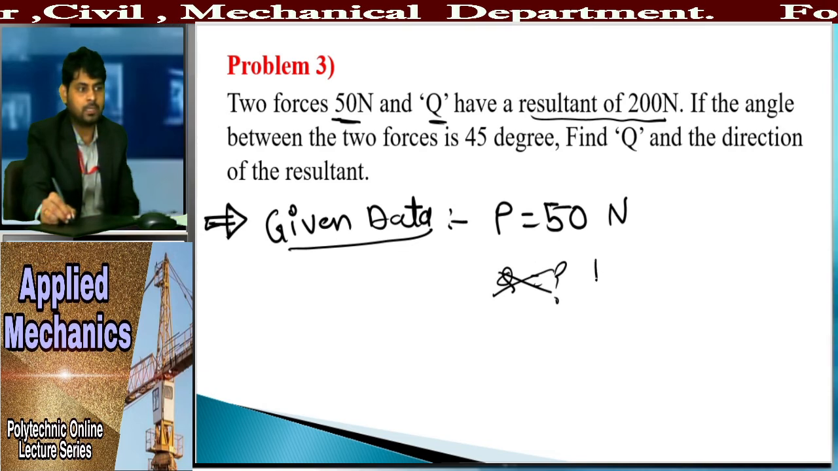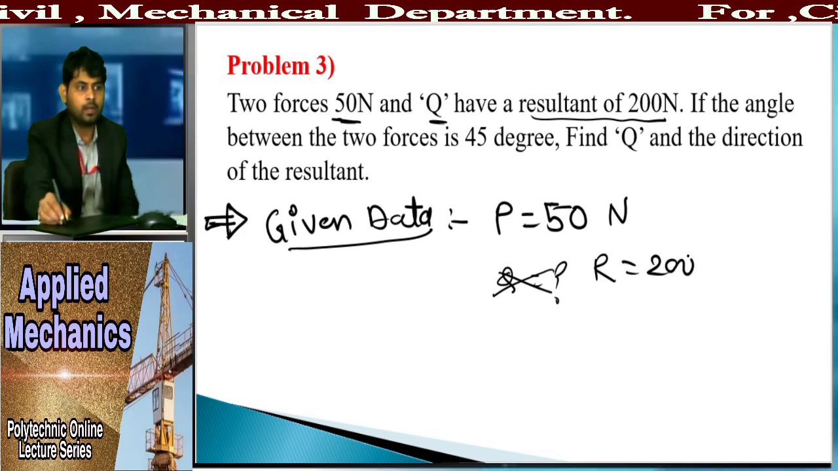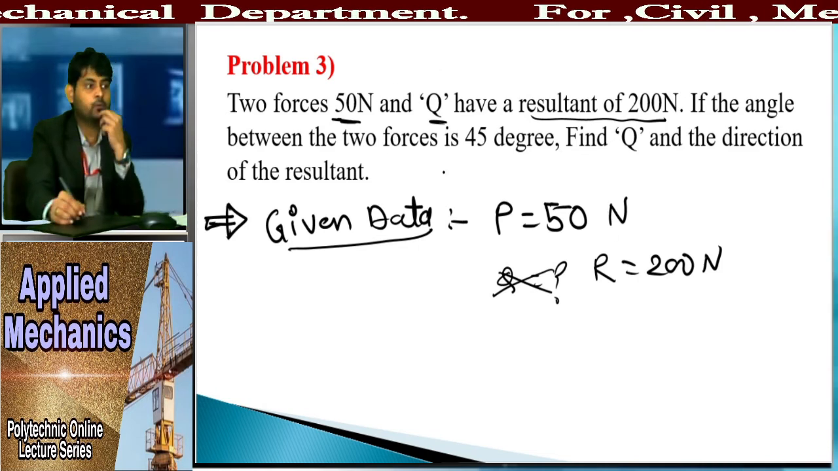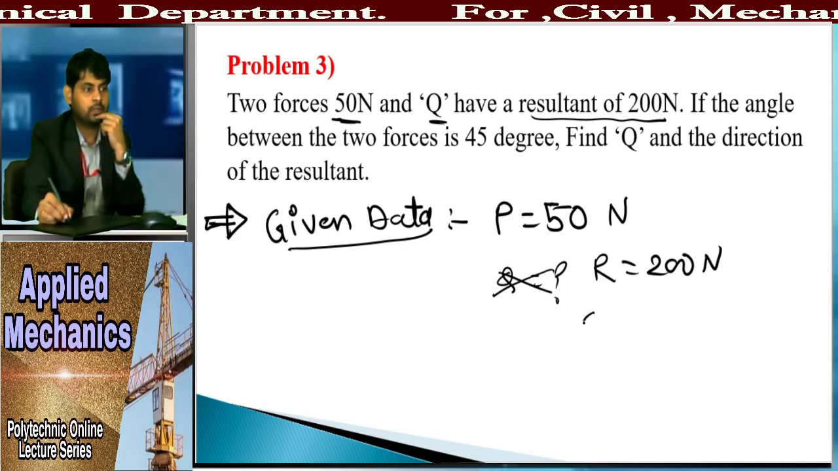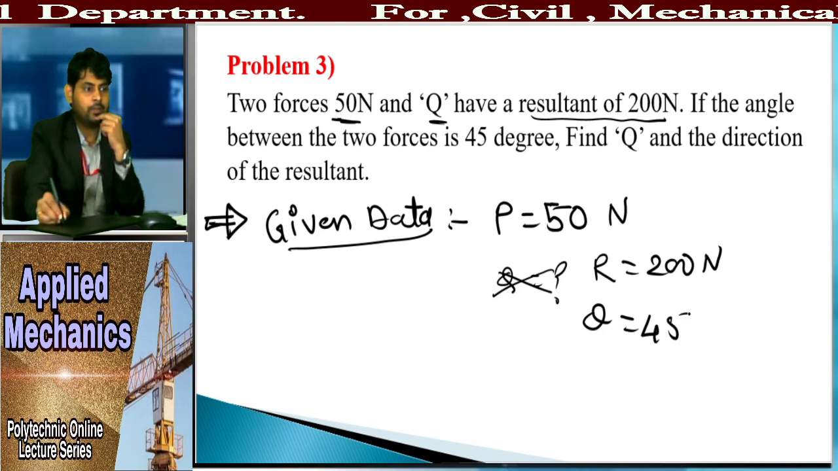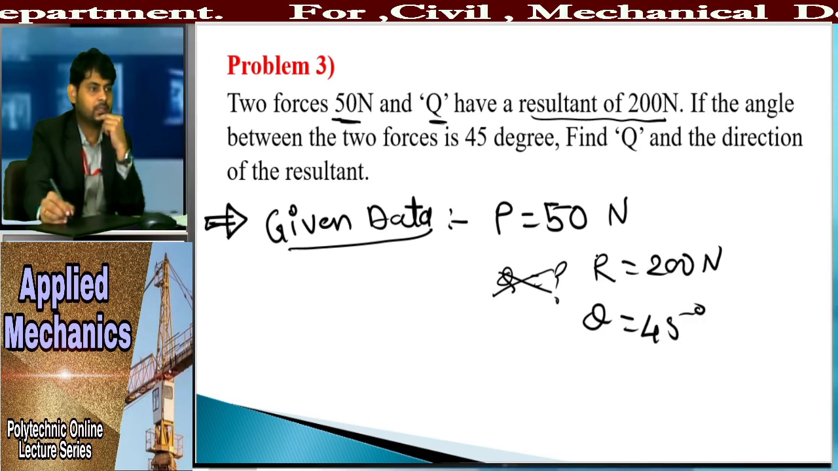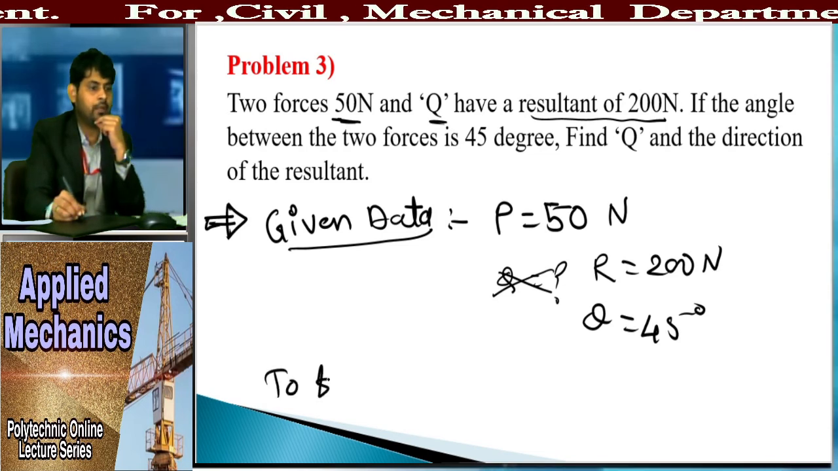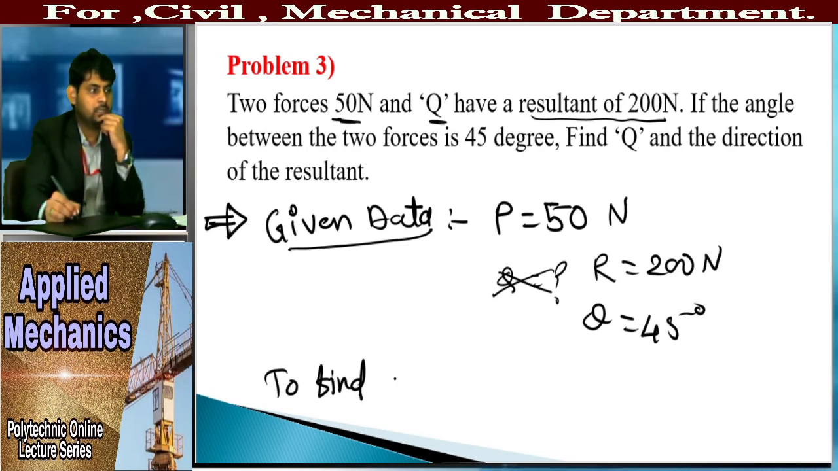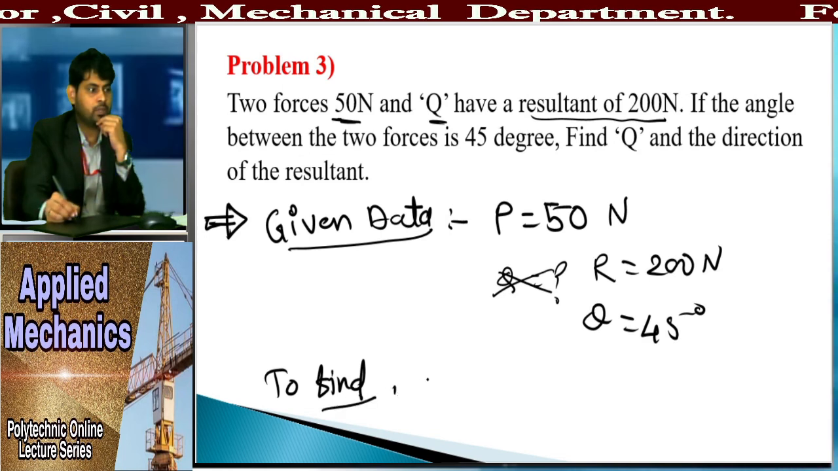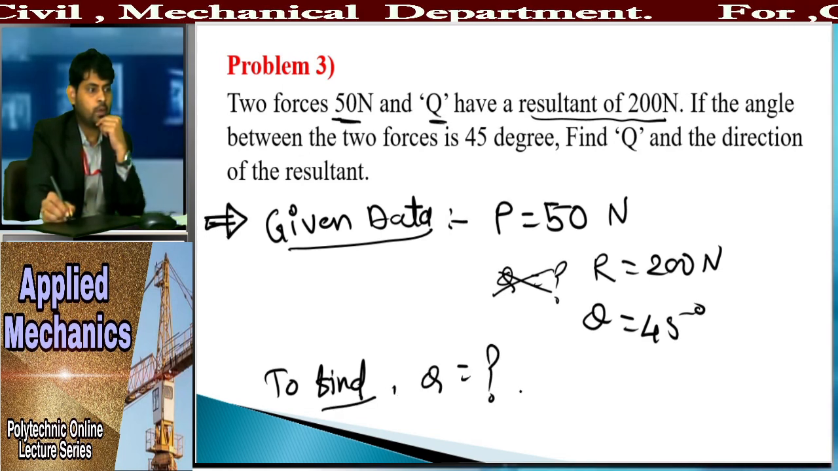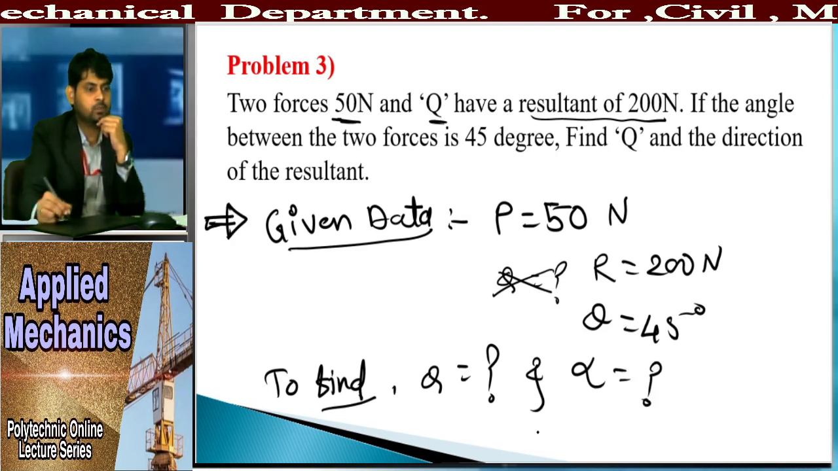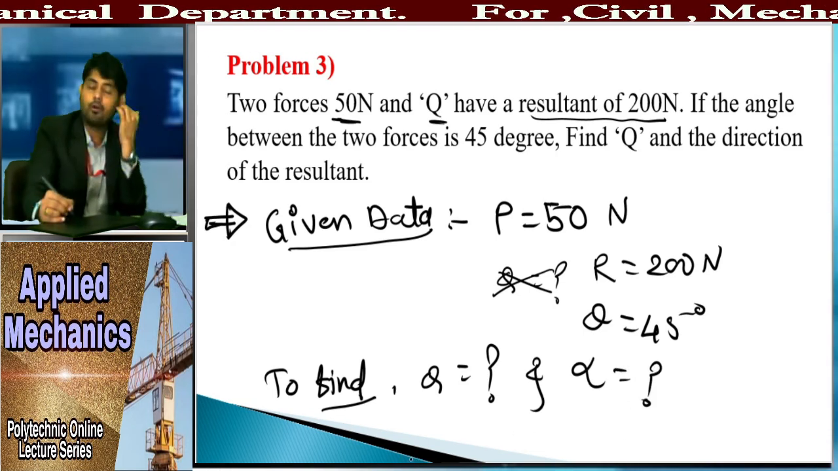What is the value of the resultant? R is equal to 200 Newton. Right? The angle between the two forces is also given, 45 degree. Then find Q and the direction of the resultant force. So what we have to find, what it said to us, find the value of Q, and direction means alpha is equal to how much. So these two terms we have to find out.